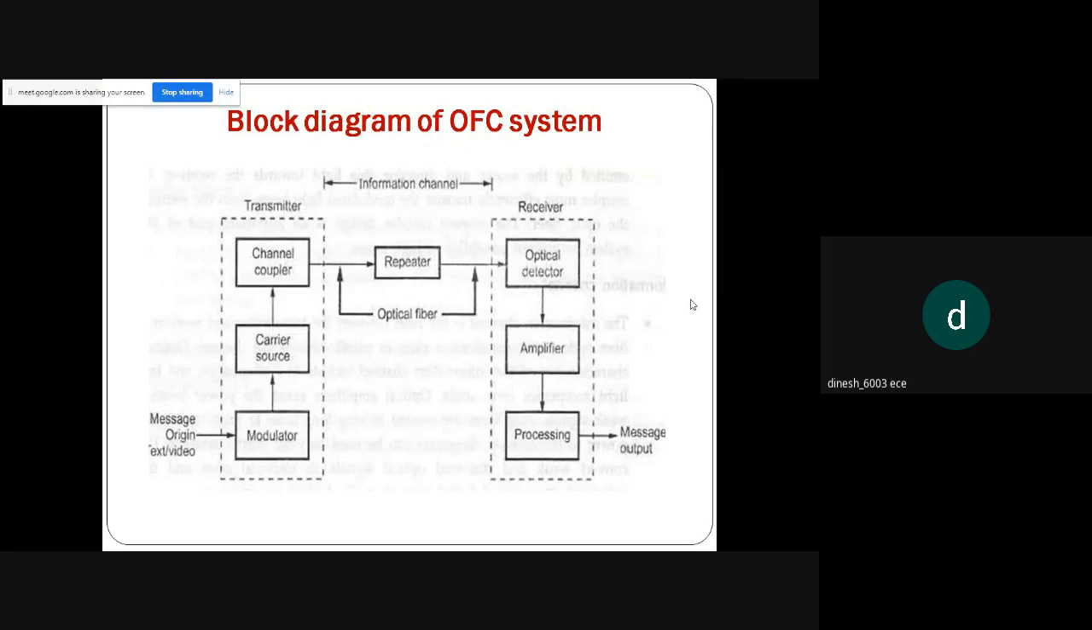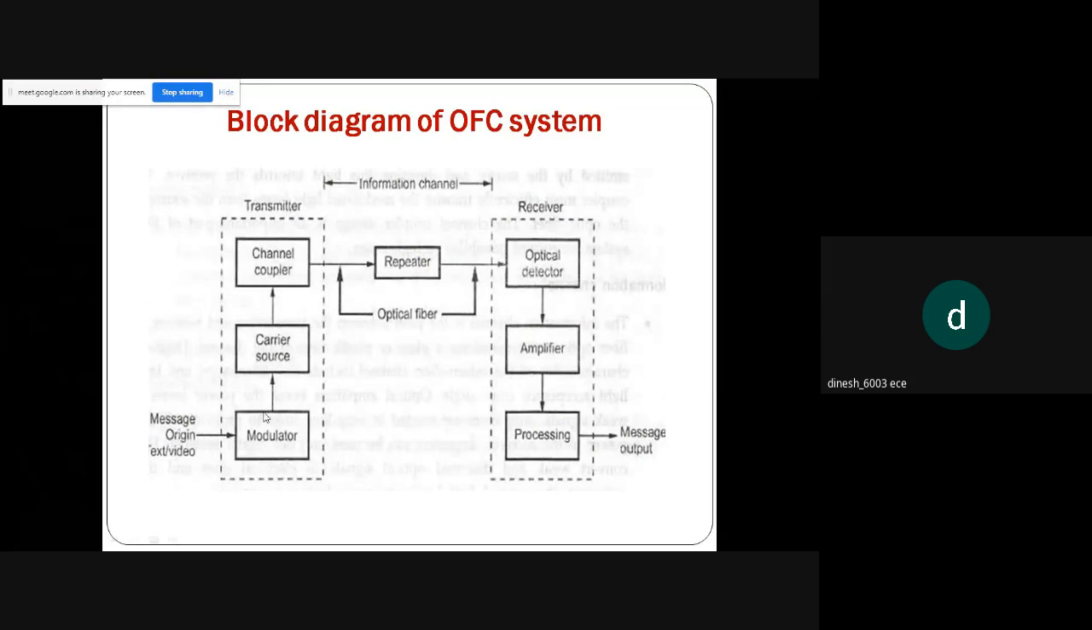So we have a message, the original message, which may be text, audio, video, JPEG, whatever it might be. They are processed by using an appropriate modulator.